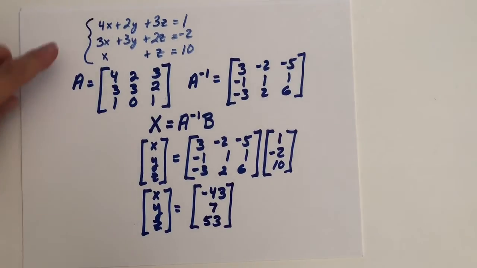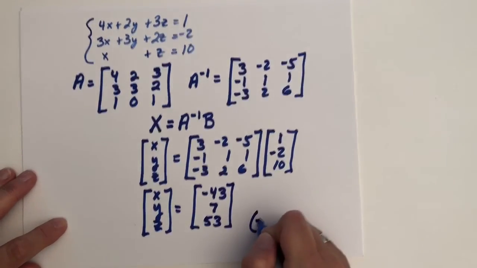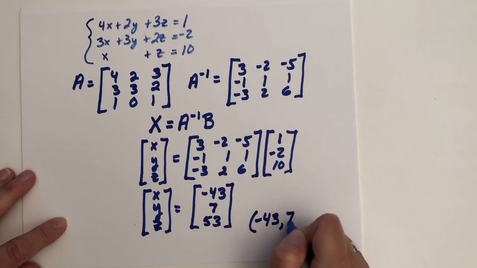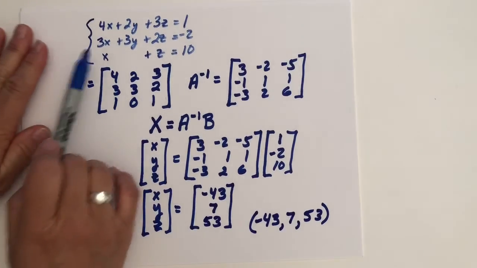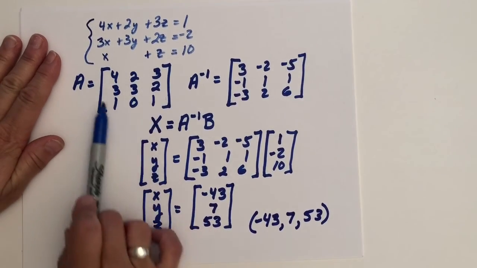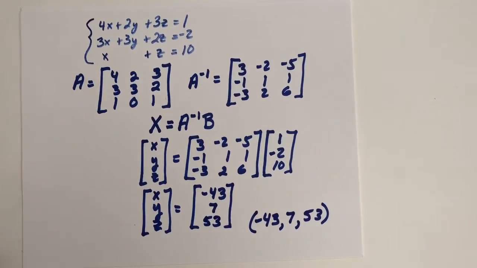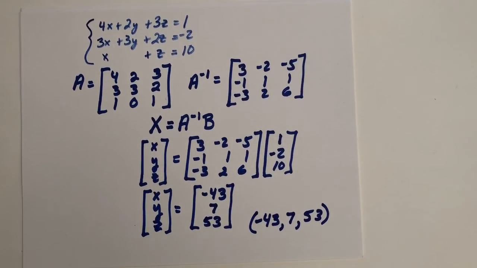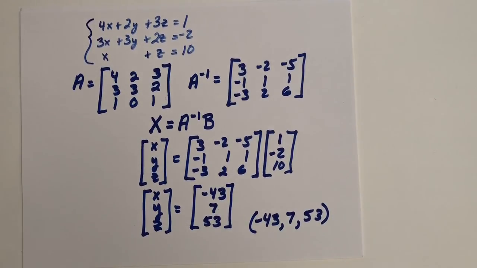So we know the solution to this system is the ordered triple, -43, 7, 53. So you can see that if you know the inverse of this matrix A, solving the system is pretty straightforward. Well, how do you find the inverse of the matrix? That will be the topic of the next video.